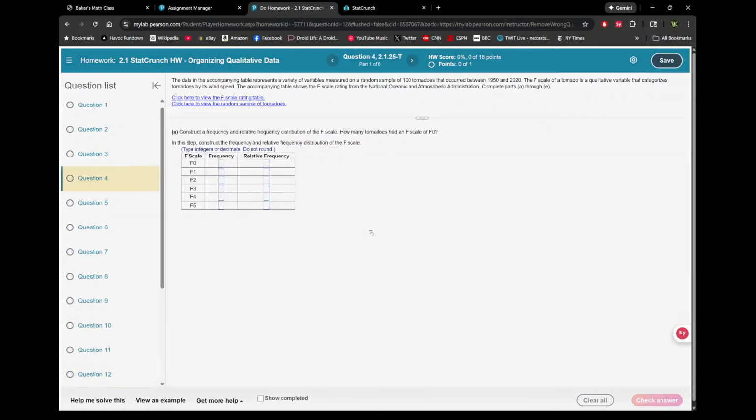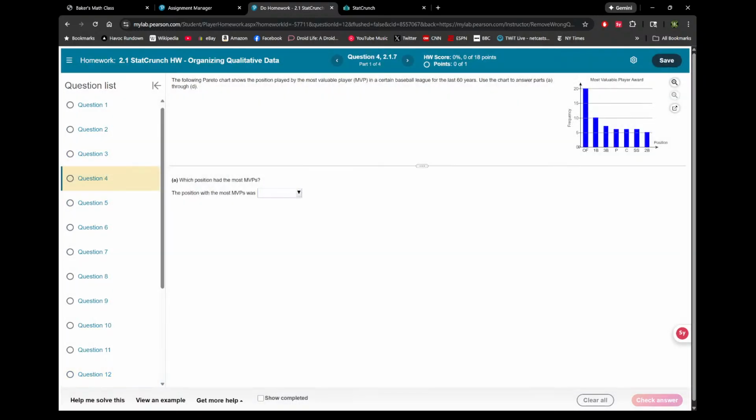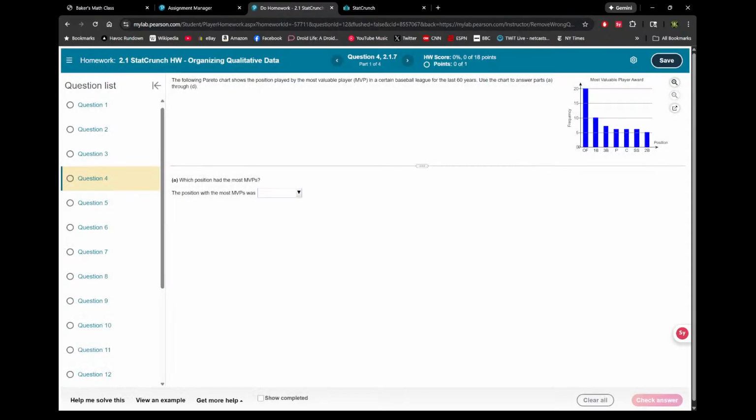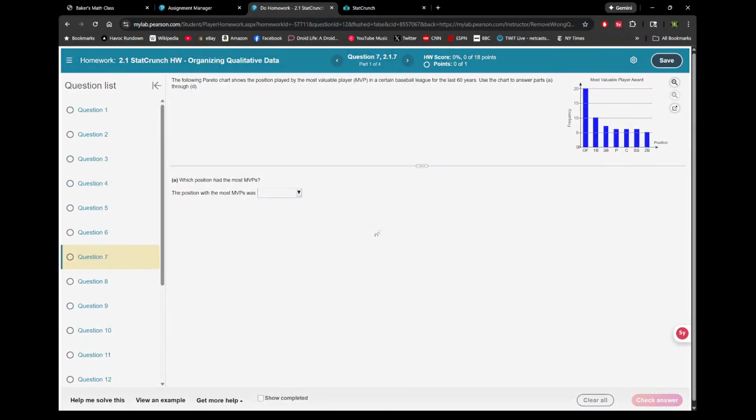It depends on the question. Not every question is going to have it. Like this question in 2.1 gives you the graph over here, but it doesn't give you StatCrunch. You're just going to look at it to figure it out. I'm looking at question 7.